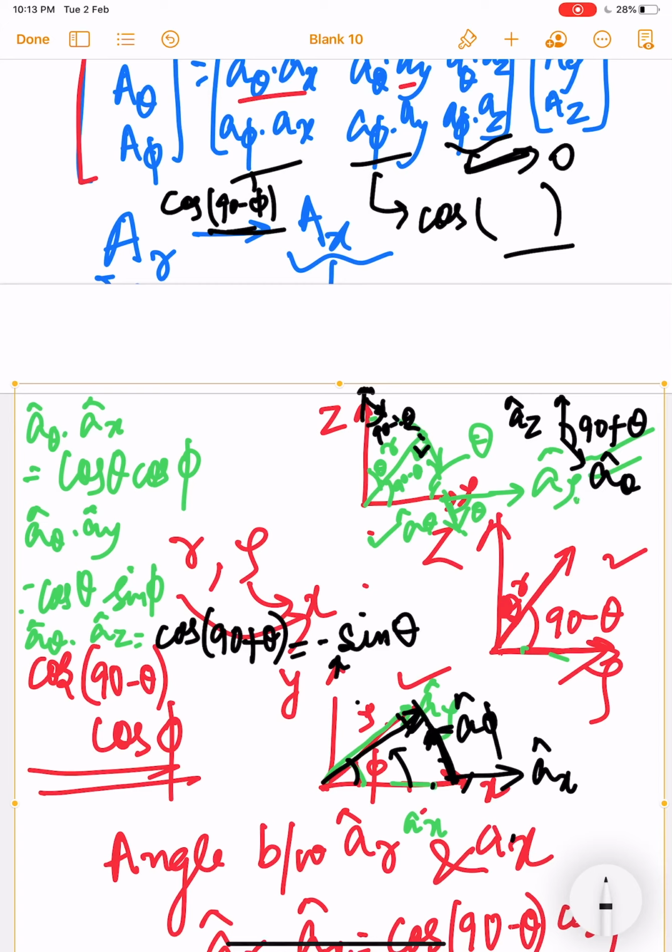So my a phi will be here. My ax cap is here. This is 90 degrees. So this angle will be 90 plus phi. So a phi dot ax will be cos of 90 plus phi. Similarly, do it with the y-axis.